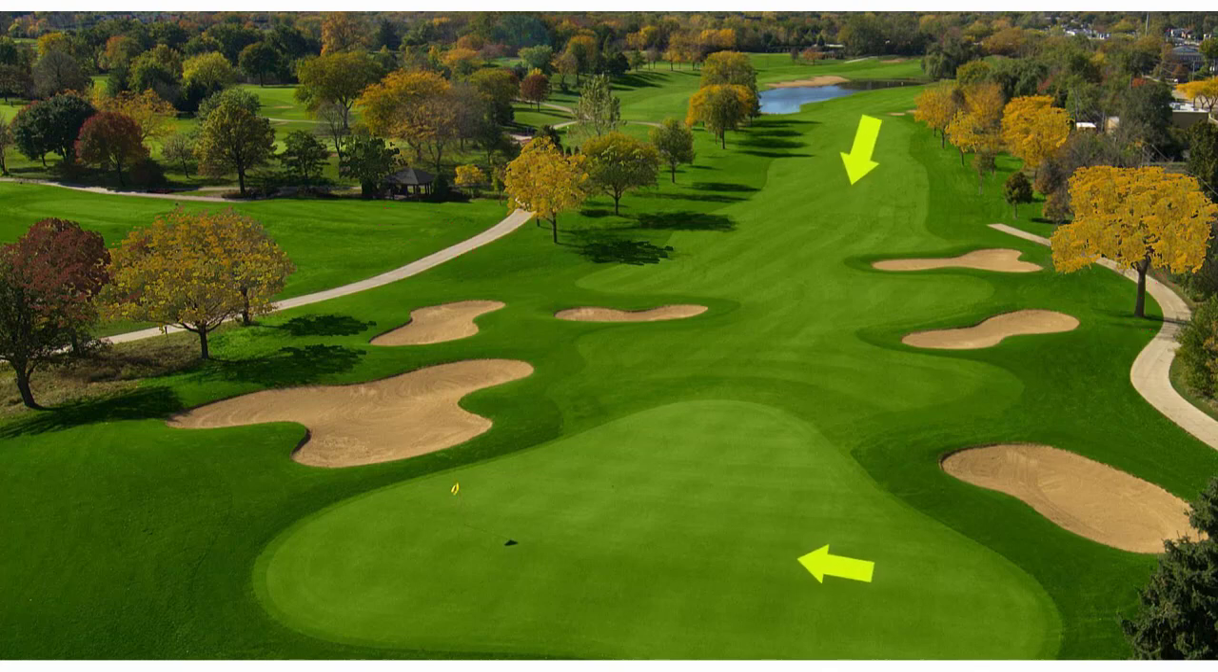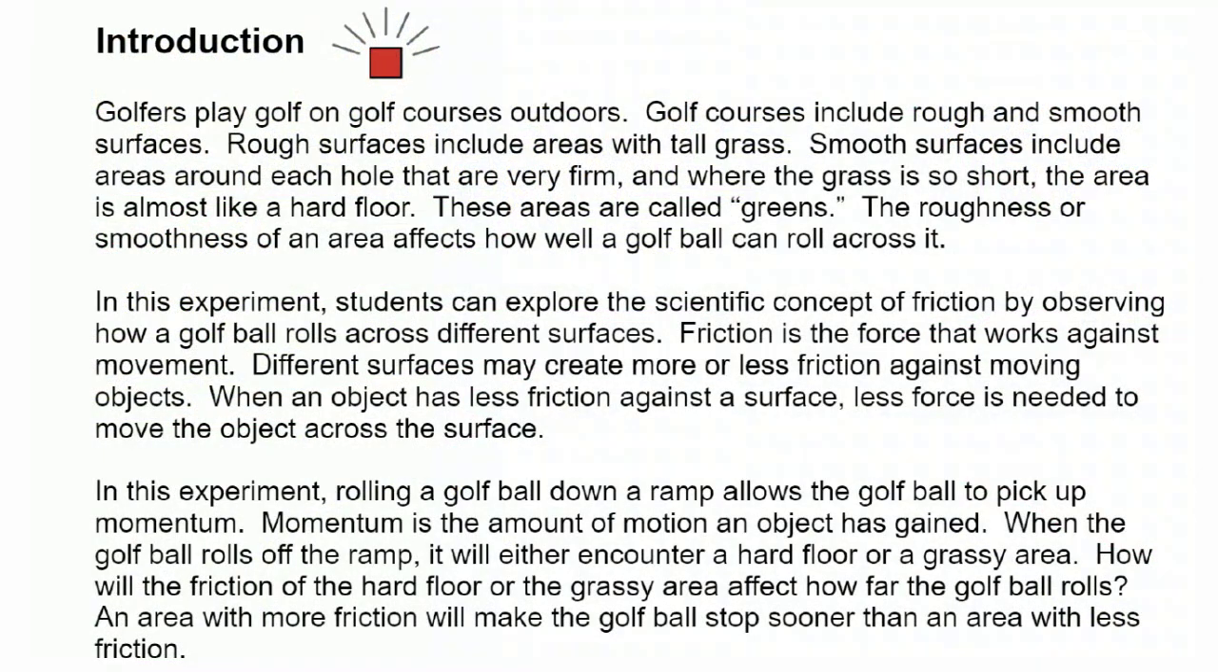Smooth surfaces on a golf course include areas around each hole that are very firm and where the grass is so short the area is almost like a hard floor. These areas are called greens. The roughness or smoothness of an area affects how well a golf ball can roll across it.